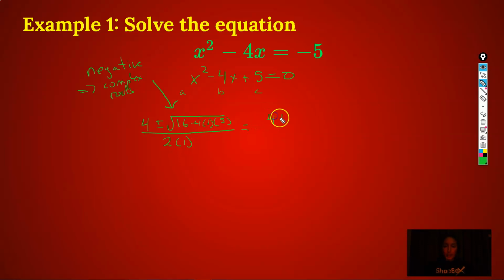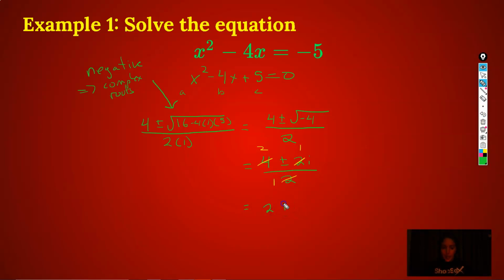So we have 4 plus or minus the square root of 16 minus 20, which gives me negative 4, all of this over 2. Let me simplify my square root of negative 4 using my complex number knowledge. The square root of negative 4 is 2i, so we have 4 plus or minus 2i over 2. Let's simplify further because everybody can divide by 2.